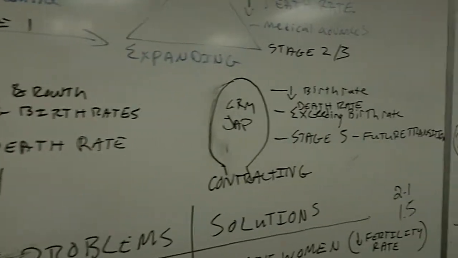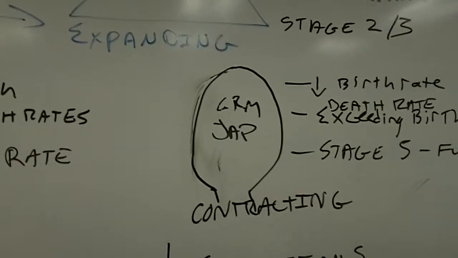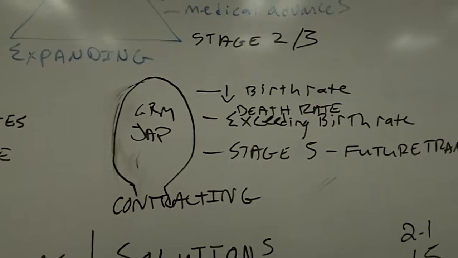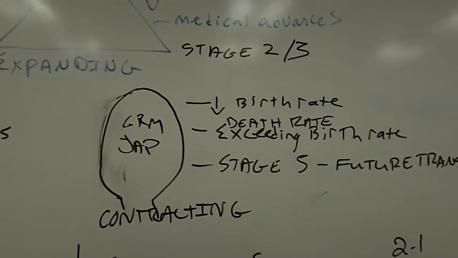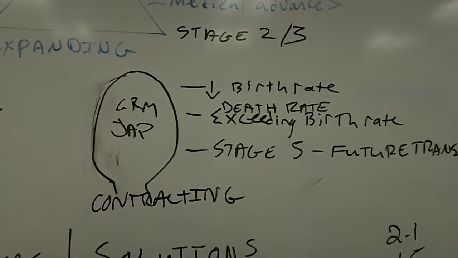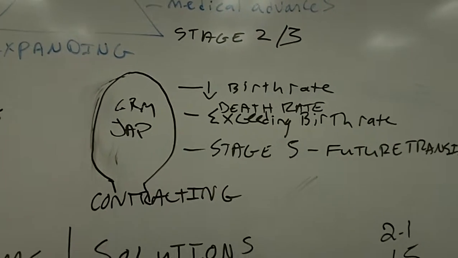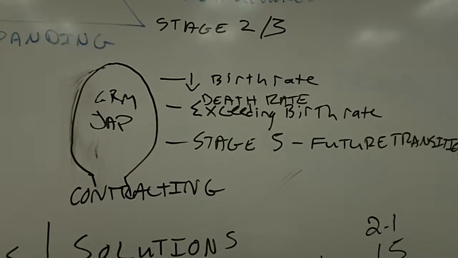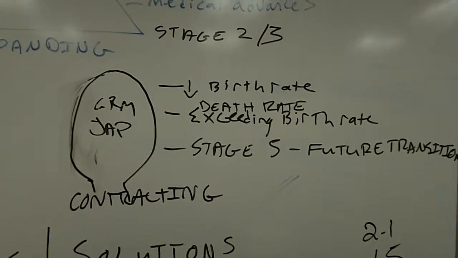But then if you move to places like Germany or Japan, they have an interesting population pyramid. It's a contracting pyramid whereby you have the elderly and people are living longer, but you have a birth rate that goes below the death rate. So that means that your population is actually shrinking over time, which is not good for the economy. This would be about stage 5 of the demographic transition model.